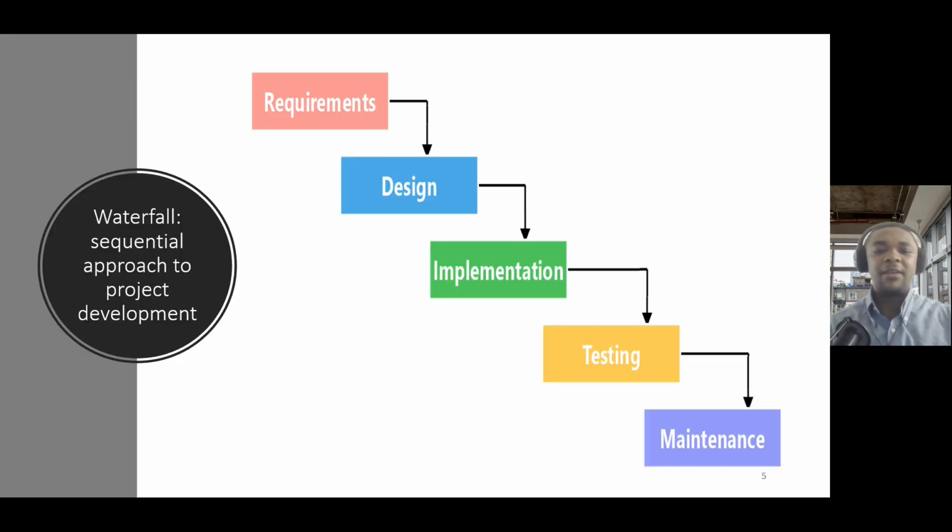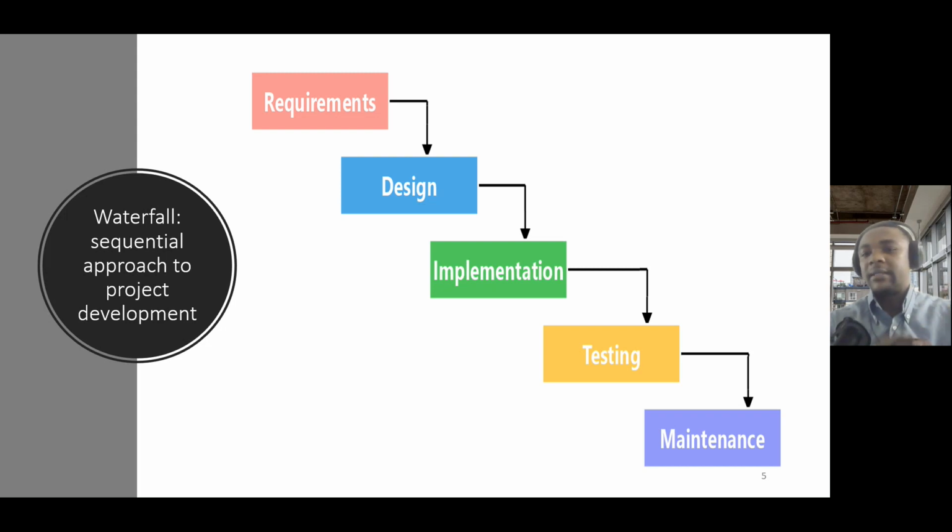All right, so now we have another slide that gives us a vivid image of what waterfall looks like. Waterfall is a sequential approach to project development. So now you see requirements, design, implementation, testing, and maintenance. And then it looks as if someone is going up stairs, right? When you're taking the stairs, you take the first stair, you take the second step, you keep climbing. You get what I mean? So that's what it looks like in waterfall.